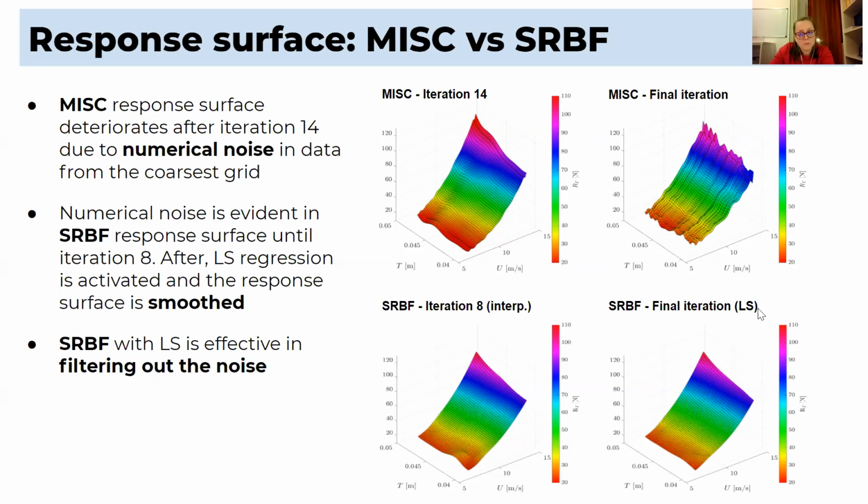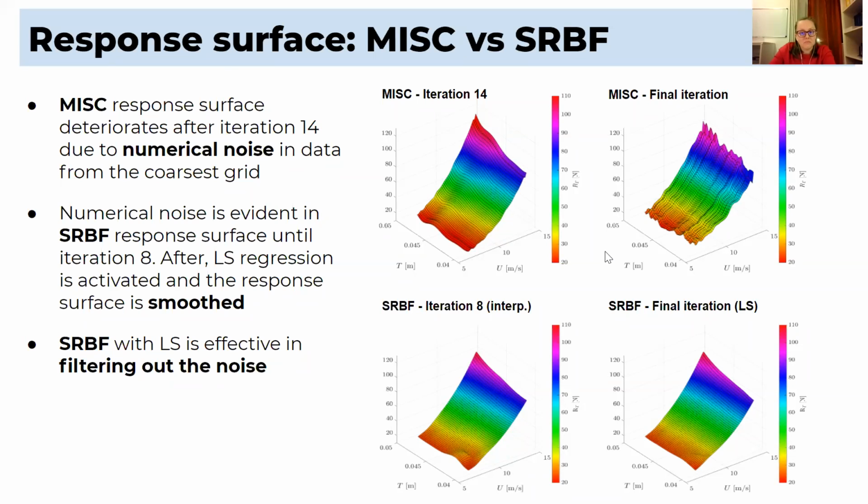And somehow the least squares seem to smooth this out. So they are quite effective in filtering out the noise. MISC clearly not. And this has to do with the fact that the surrogate model, the MISC, is a Lagrangian interpolant, so a combination of Lagrangian interpolants. So that's it.